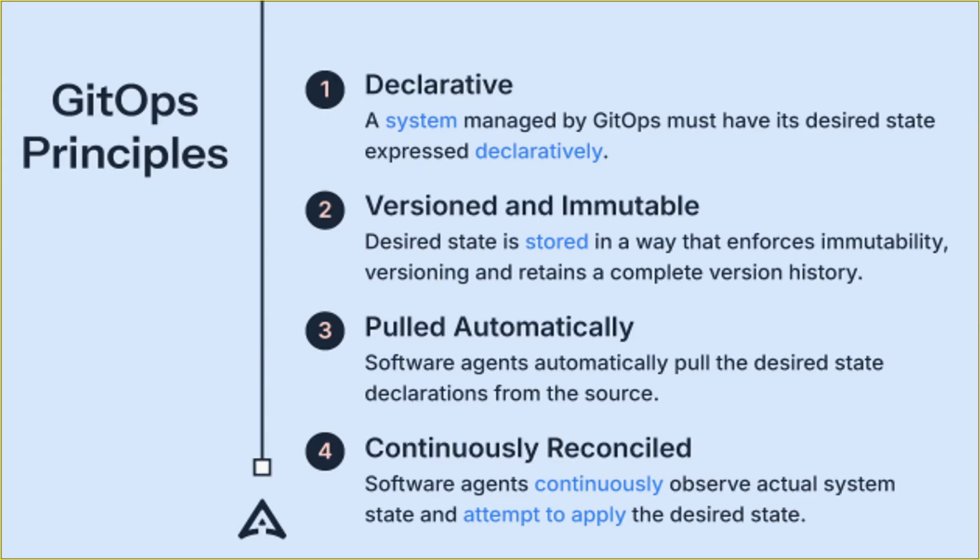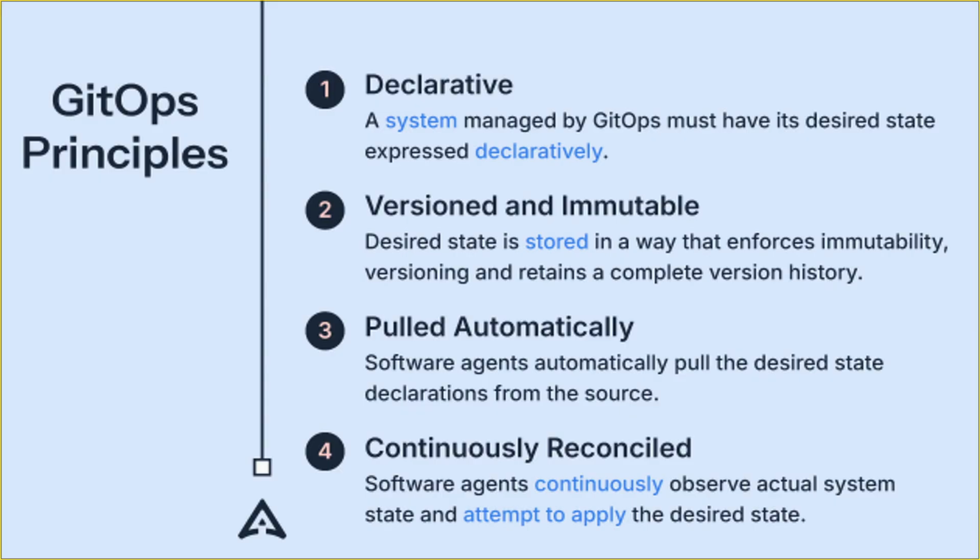The second fundamental principle of GitOps is that the desired state must be versioned and immutable. This means all configuration changes are stored in a version control system such as Git. Whenever we make a change and commit it, Git creates a new version of the repository state. One of the most powerful features of Git is that it maintains a complete history of changes.